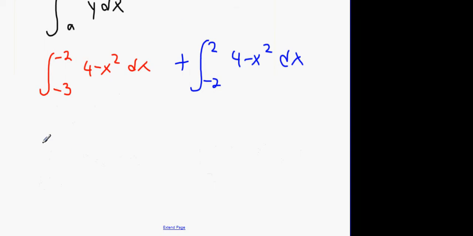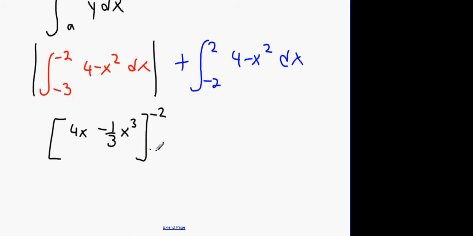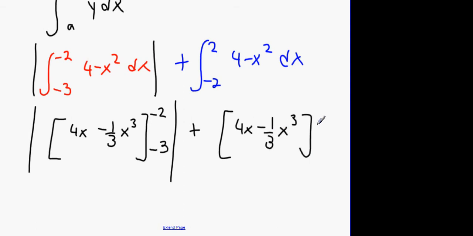Remember, you have to take the positive value for this one no matter what. So should we put it like this? That's what I just did there, modulus sign. Okay, so what we're going to get is integrate that. 4 integrates into 4x, and it's a third x cubed like last time, and then we're going to get a minus 2 and minus 3, and then we're going to get plus, once again my modulus sign still ever present in the background. Okay, and then we're going to get 4 minus x squared, so it's going to be same thing, 4x minus a third x cubed from 2 to minus 2.